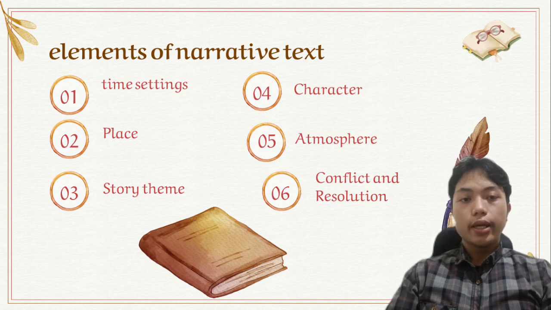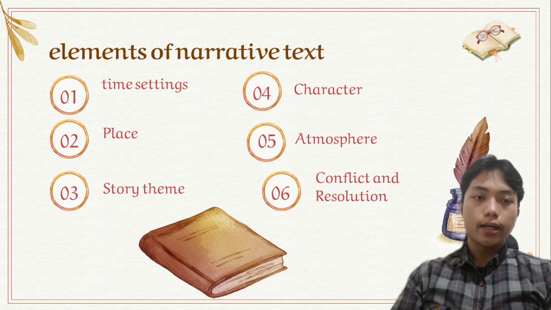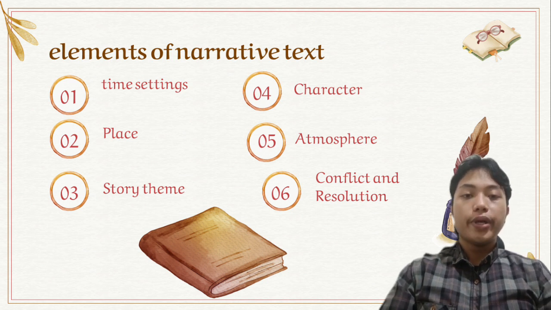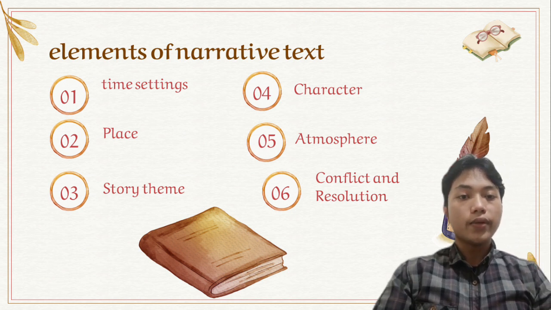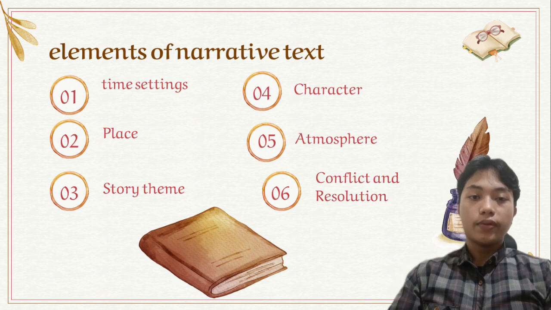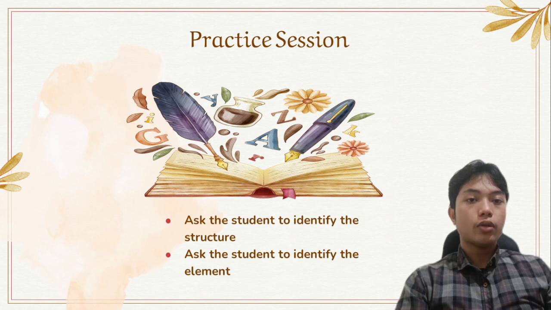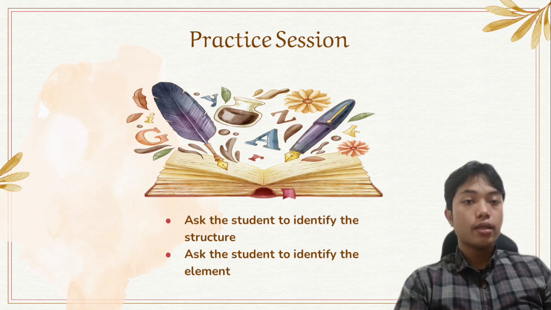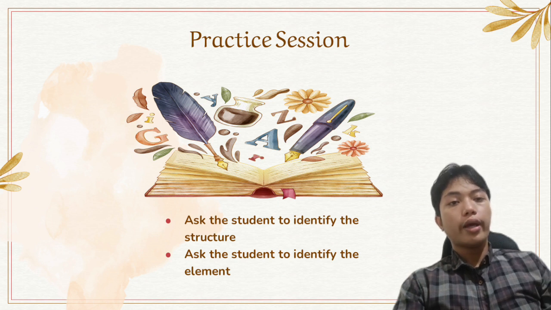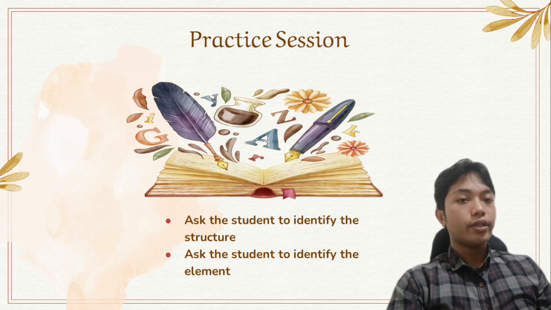All of these elements work together to create a strong and engaging narrative. By paying attention to each of these elements, writers can build stories that are cohesive and captivating to readers. Okay, maybe that's all for the explanation about the definition of narrative text, structure, and elements. Are there any questions up to here?